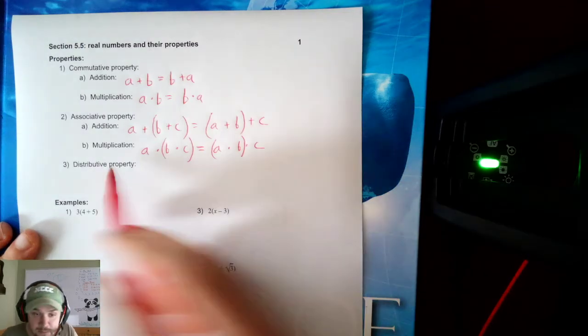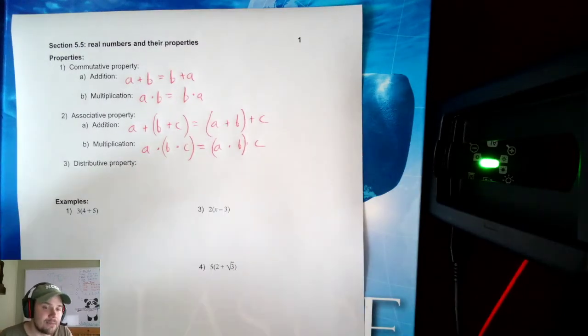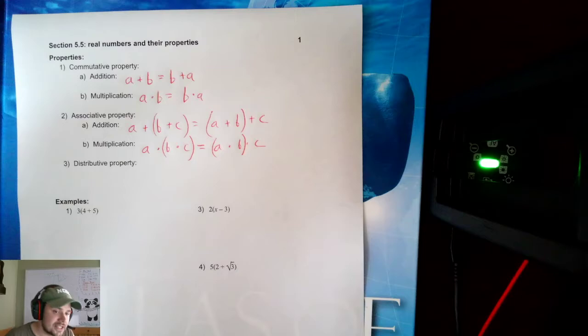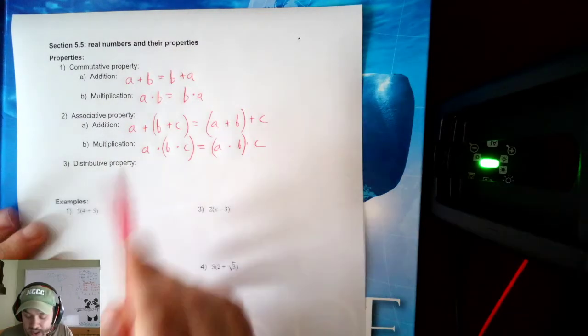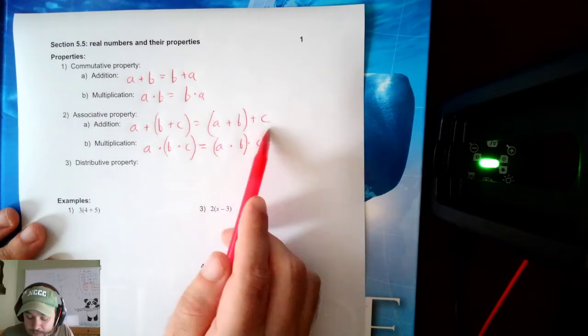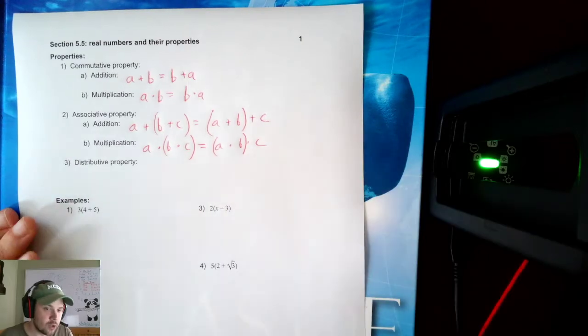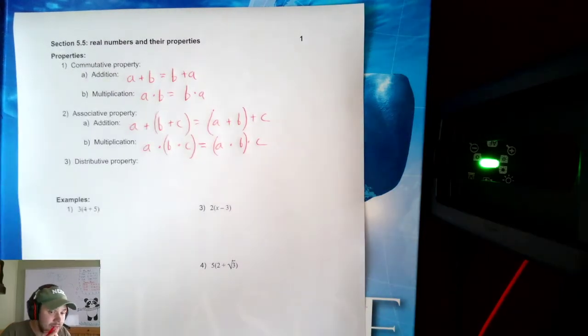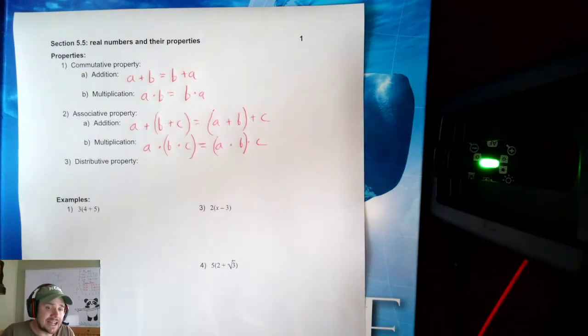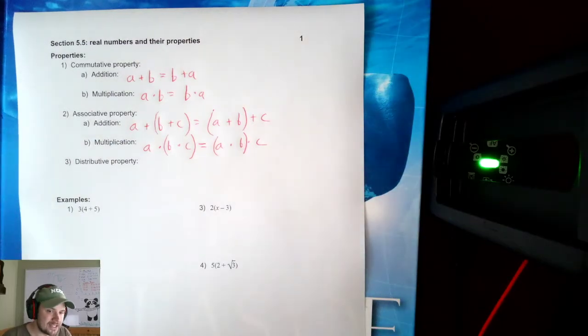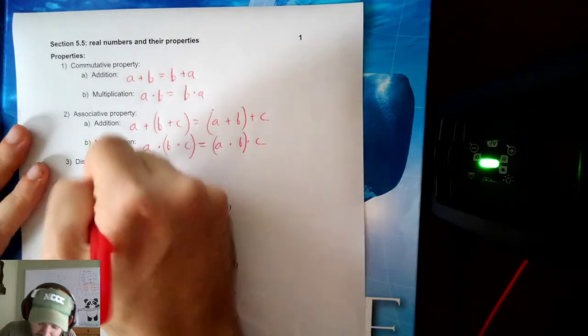As long as I'm multiplying three things together, it doesn't matter if I multiply the first two or the second two first. Notice all the operations are addition or multiplication for the appropriate property, right? There's no mixing of operations here. The next property will be the first one that mixes operations, and that's the distributive property.